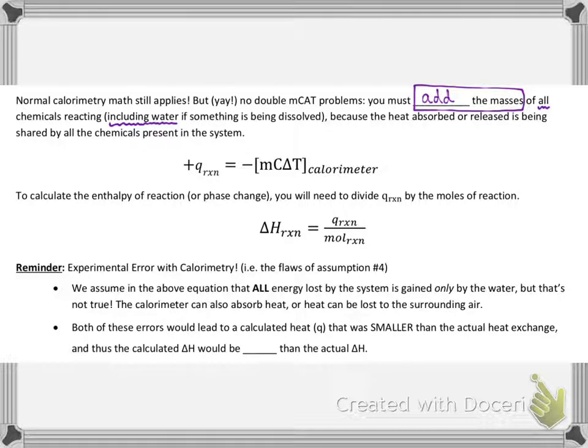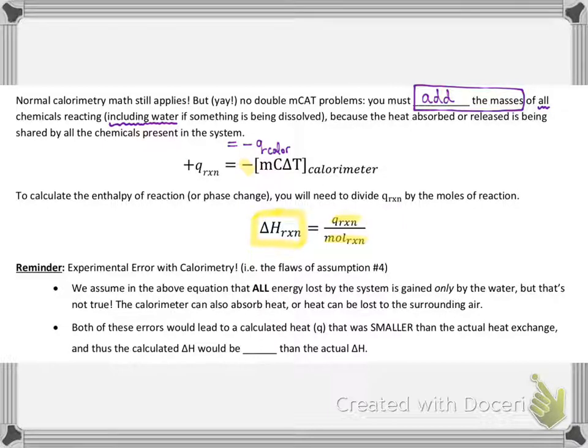So, just like normal, we could say that the Q of the reaction is equal to negative the Q of the calorimeter. They are, of course, equal but opposite in sign, because if one gains, the other loses, and vice versa. Now, of course, if you're not just trying to calculate the energy change, but you instead want to find delta H, good old enthalpy is always divided by the moles of reaction. So you calculate Q, calculate moles of reaction, divide.